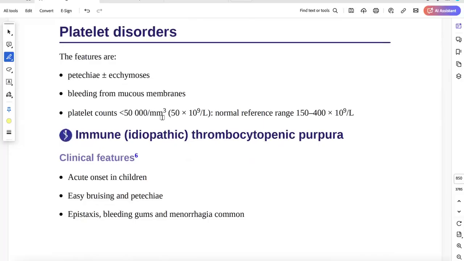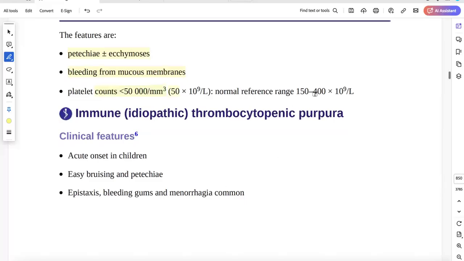Next, moving on to platelet disorders. The most important platelet disorder is ITP, which is immune or idiopathic thrombocytopenic purpura. The most important presentation is that they get spontaneous bleeding after a trauma or cut, bleeding from mucosa, and they can get petechiae or ecchymosis. Petechiae is a small bleeding spot which is not blanchable, and ecchymosis is a bigger one. And definitely in platelet disorders, the platelet count will be low.